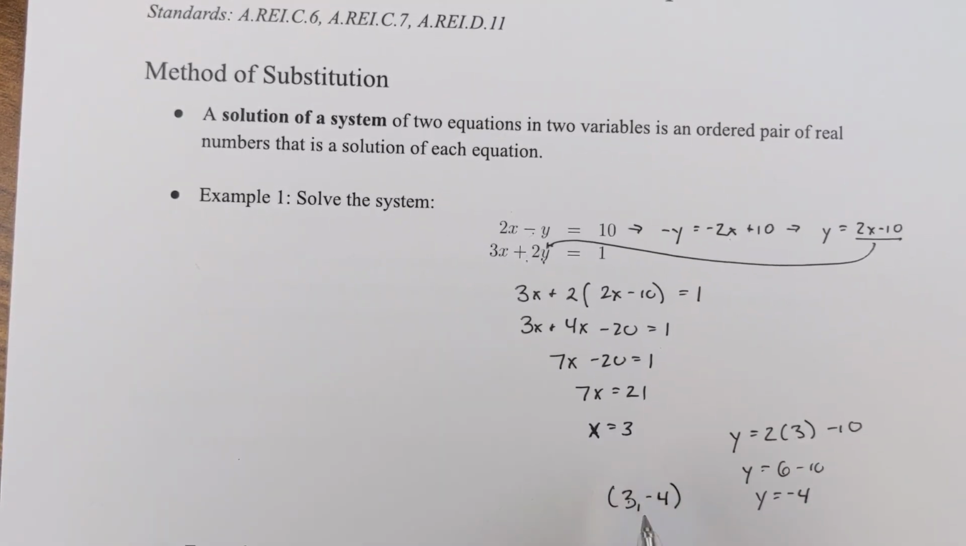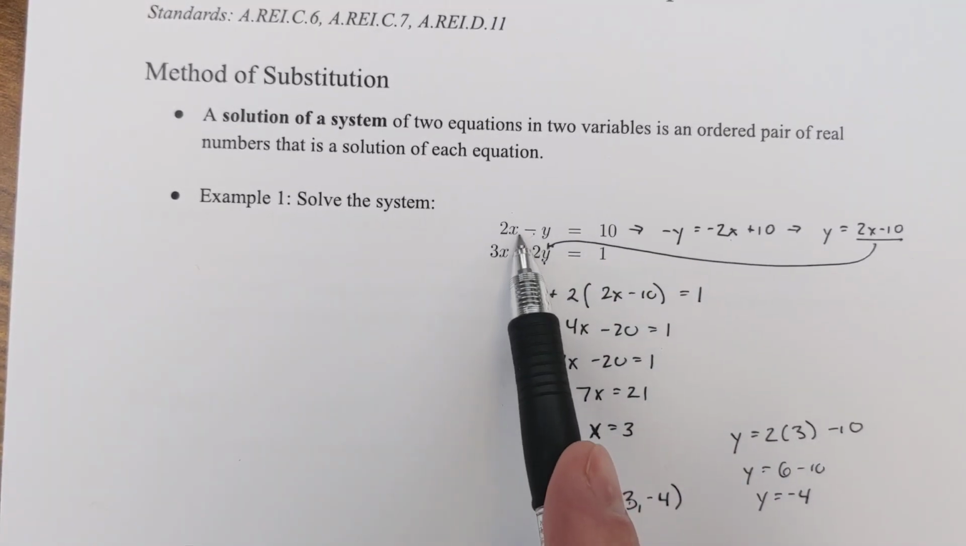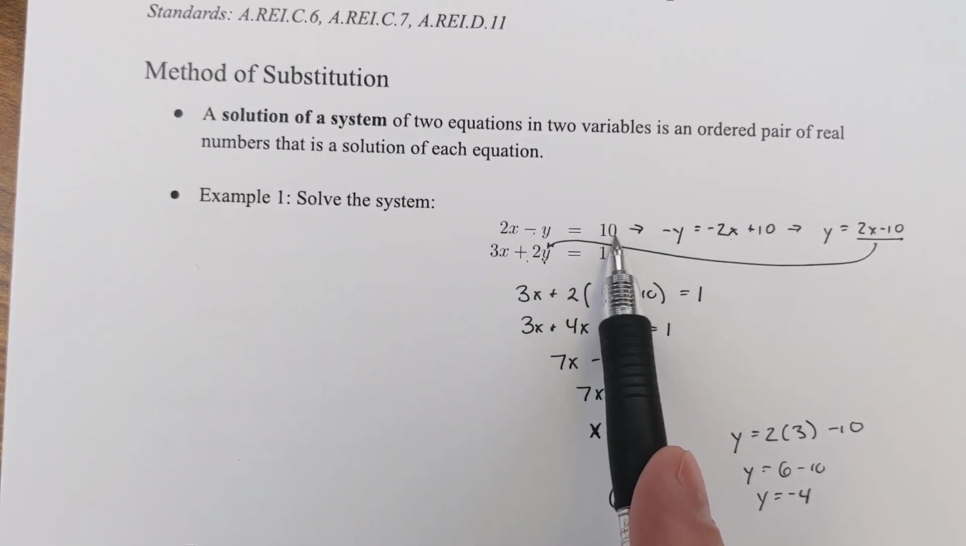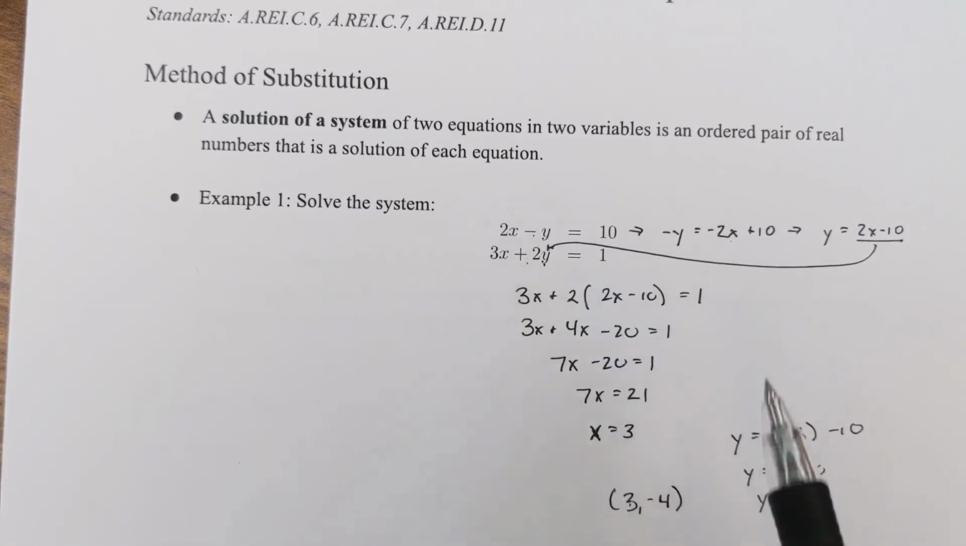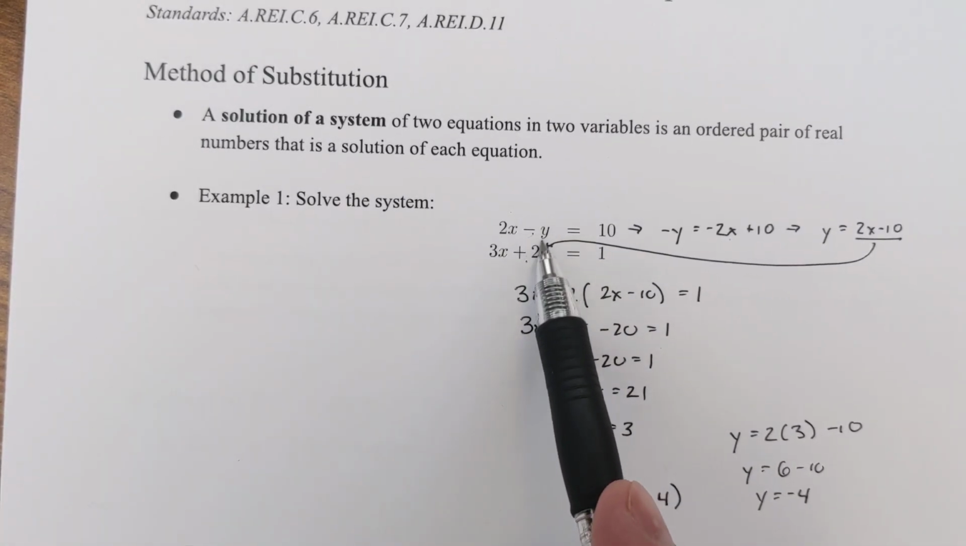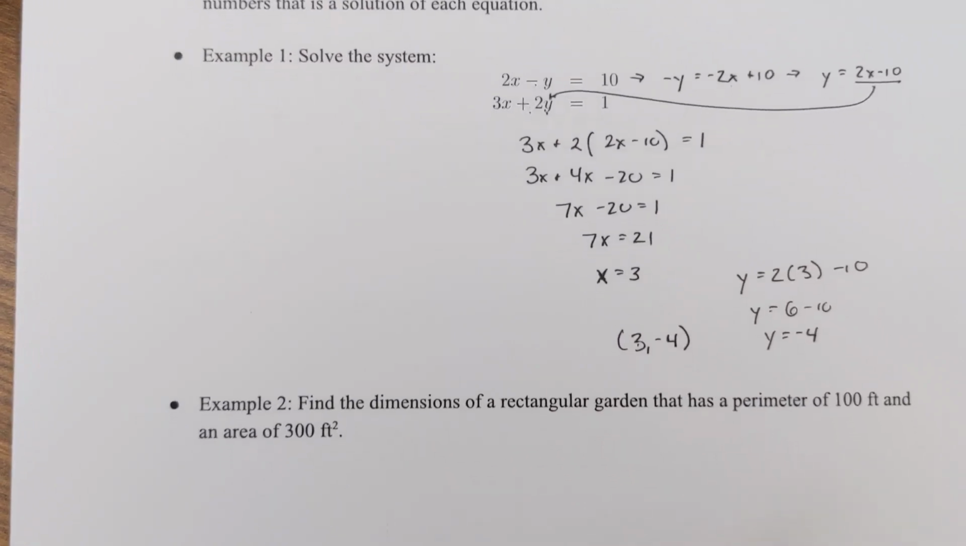So this ordered pair works in both equations. If I plug it into the top, I get 6 plus 4, which is 10. If I plug it down here, I get 9 minus 8, which is 1. So this ordered pair works in both equations at the same time.